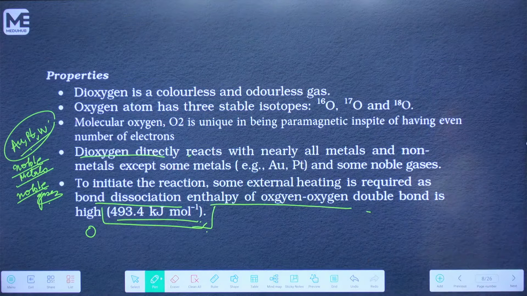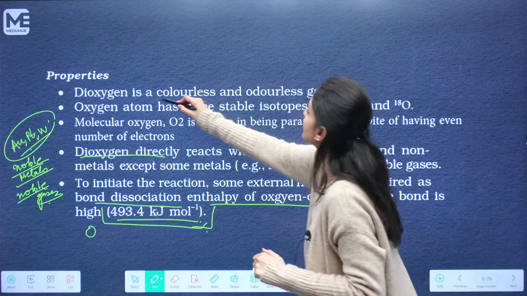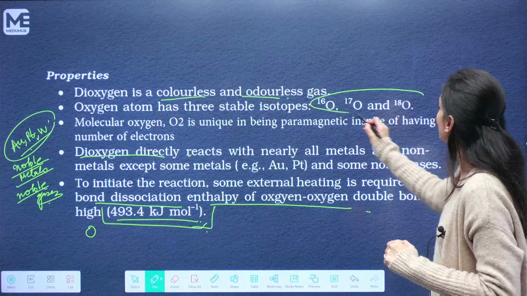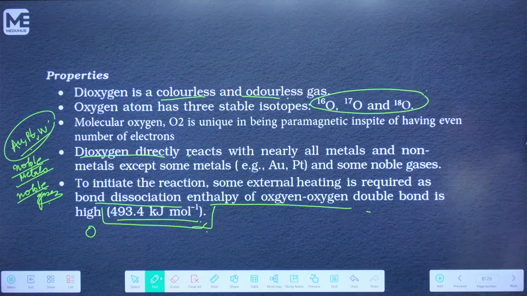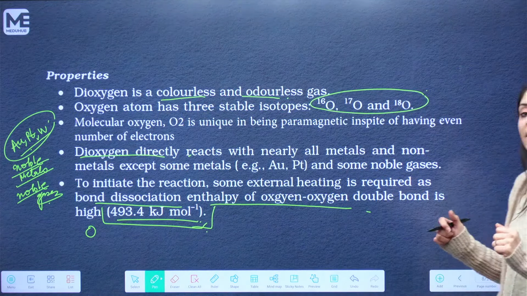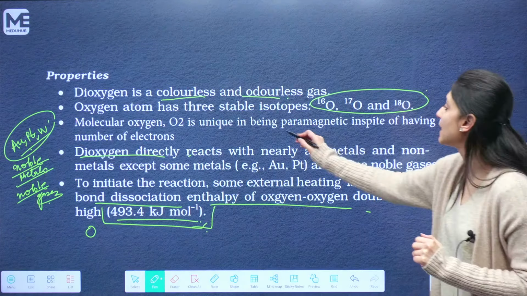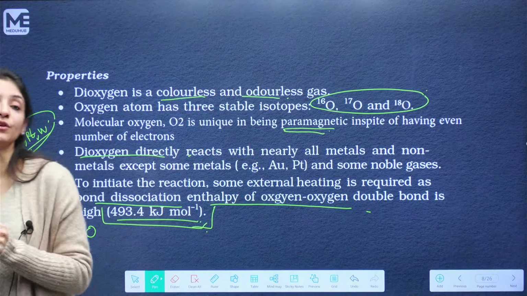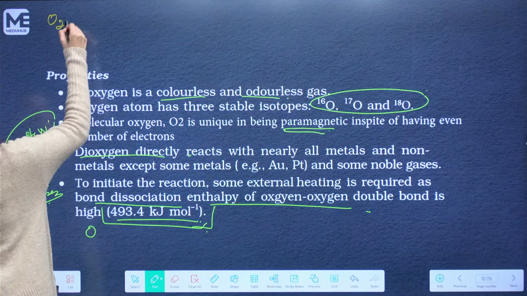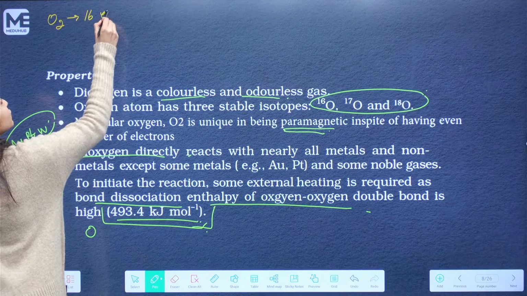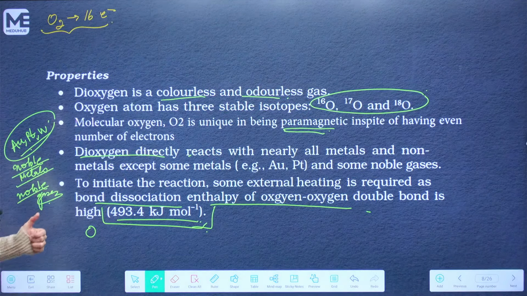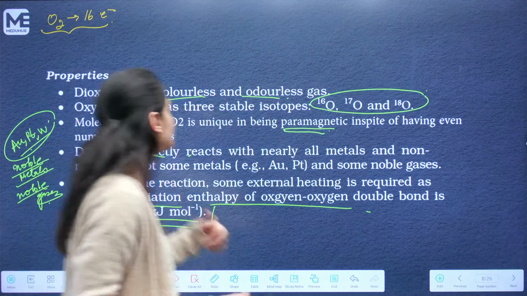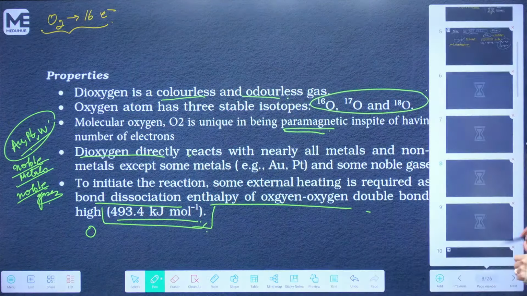Coming to the properties, we have already talked, it's a colorless, odorless gas. It has 3 stable isotopes, O16, O17 and O18. Now a very important thing about oxygen is that it is paramagnetic, despite not being an odd electron molecule. So O2 contains 16 electrons, and 16 electrons means all electrons should be paired. Why is it so that O2 is paramagnetic? Let us see how.